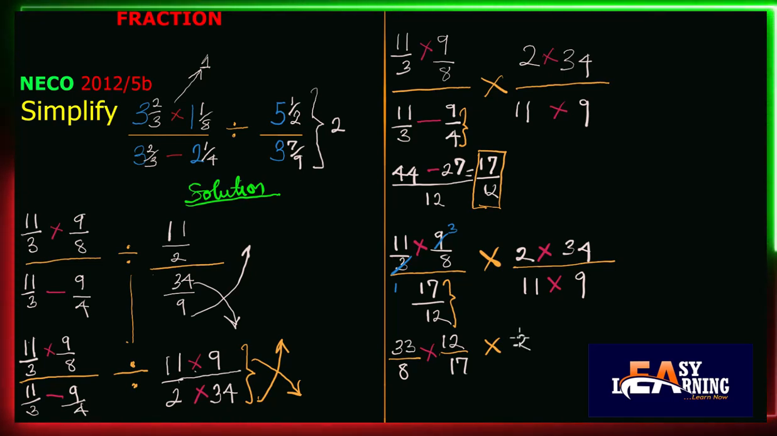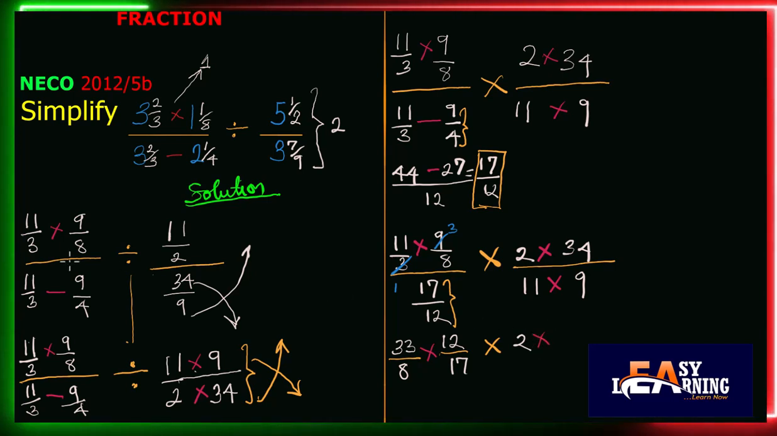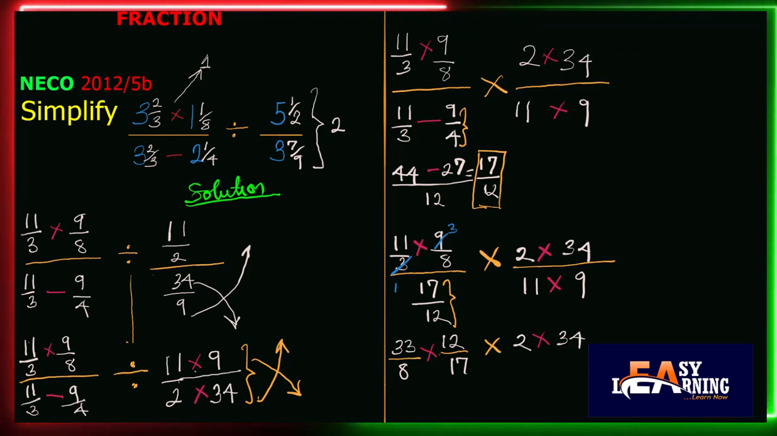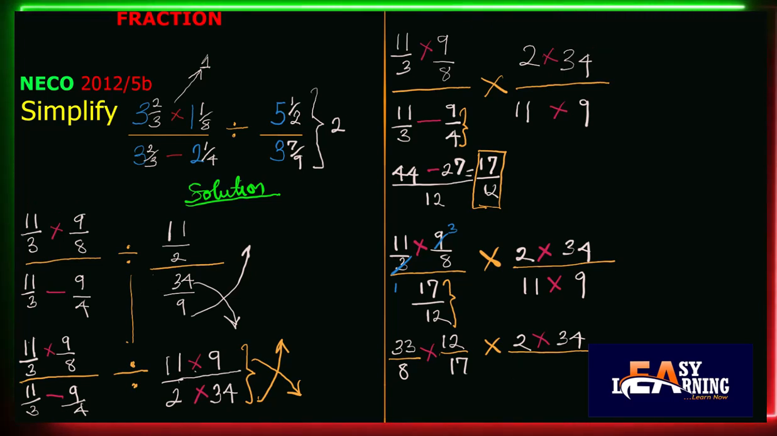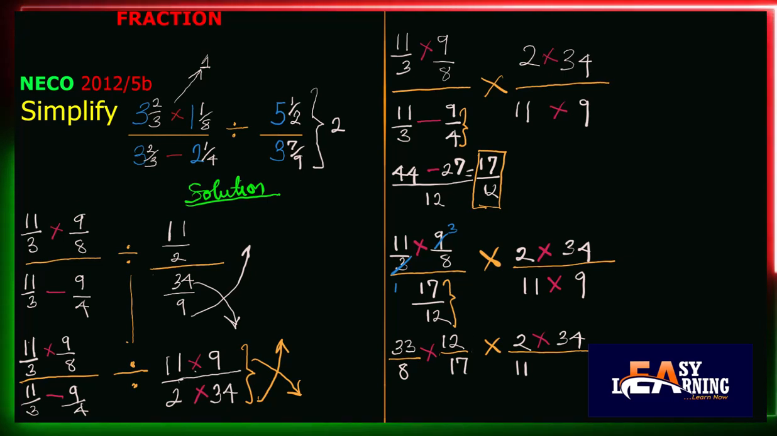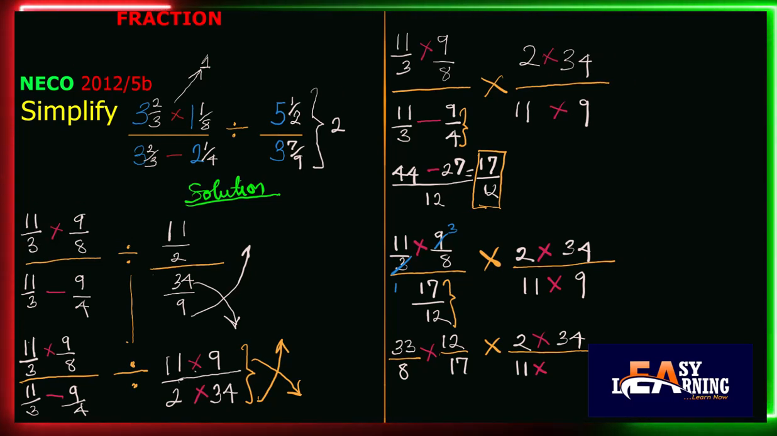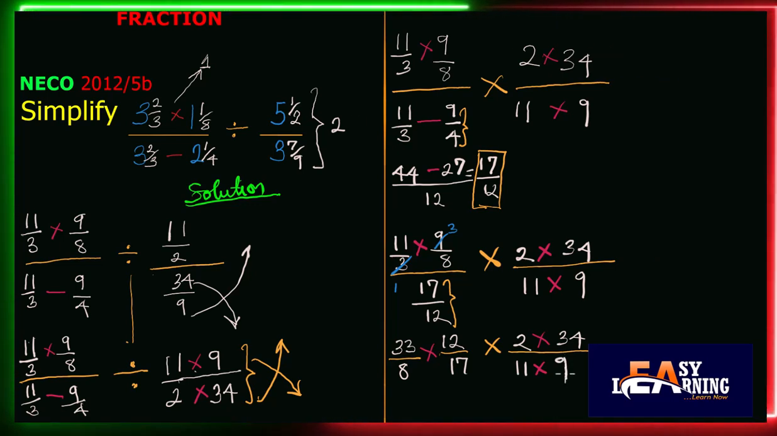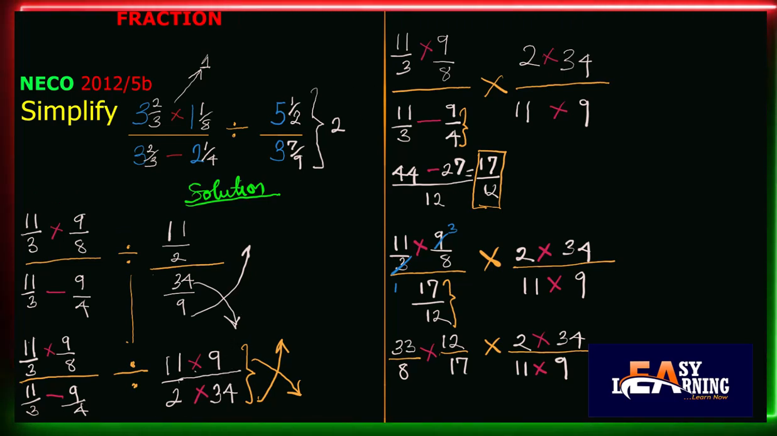That's times 2 times 34. Everything, we divided everything by 11, then 11 times 9. Yes, 11 times 9. Perfect. So we can do the division now, breaking down everything step by step. All right, so we proceed.